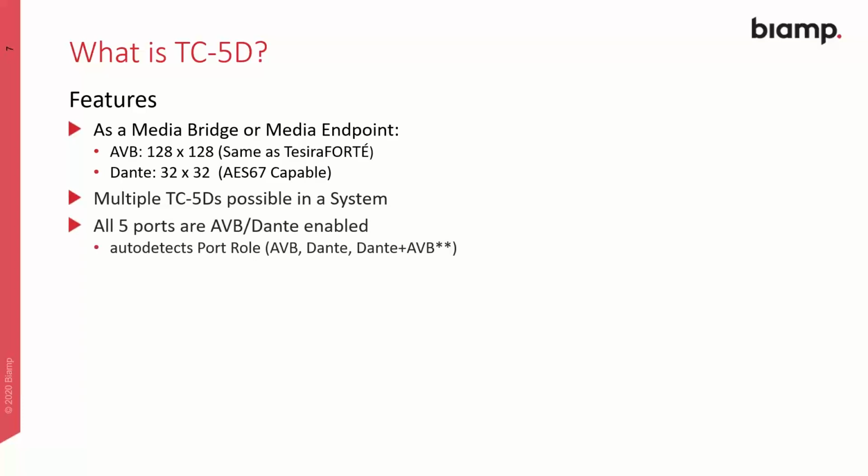All the ports are AVB or Dante enabled, and they auto-detect the role which that port will assume. And those roles can be either AVB or Dante, or both AVB and Dante, and I'll discuss that further in just a moment. The TC-5D is RSTP capable, as was the TC-5. TC-5D also adds support for IGMP snooping, as is something that may be required in some Dante implementations.